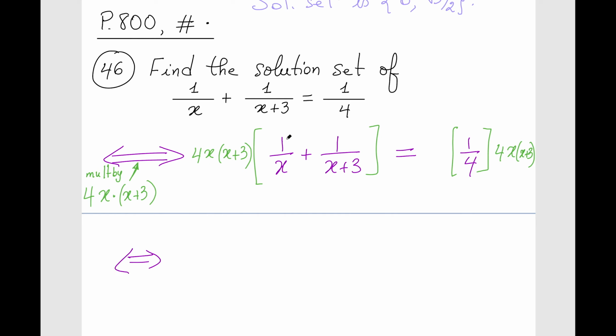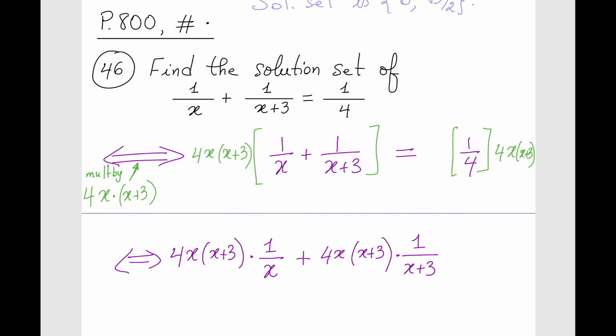this factor is going to talk to 1 over x. So I'm going to get 4x times x plus 3 times the 1 over x. And it's going to also talk to 1 over x plus 3, right? I'm distributing. So that factor times 1 over x, and that factor times this entity, so plus this factor times the 1 over x plus 3, right? Is equal to this right-hand side. Let's keep it like this for the moment.